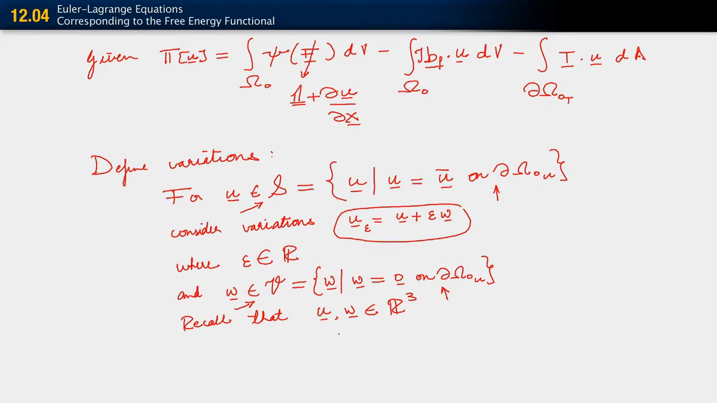Recall, however, that when we say that U and W belong to R3, we're not saying anything about the functional form of U and W, but that they are vectors. Okay? All right, so this is what we're doing. We've set up the types of variations we want to consider. Now let's go ahead and write out the variational derivative and its extremization.